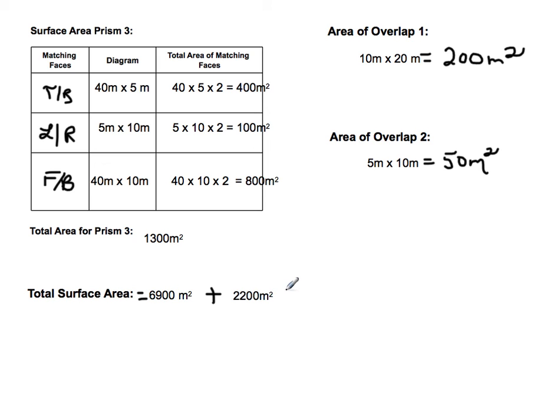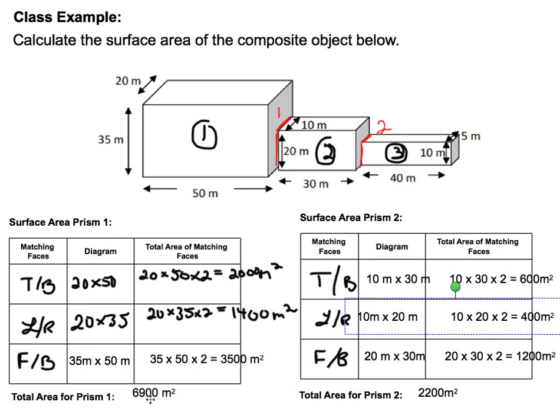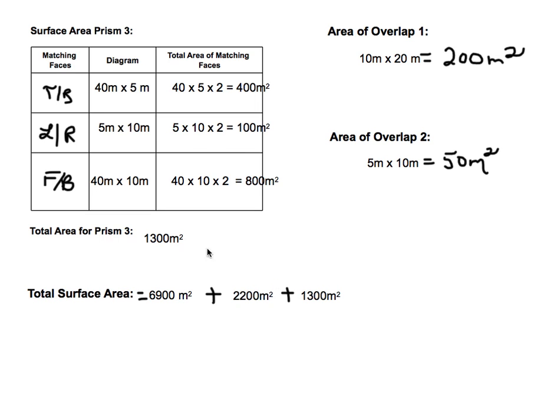Okay, so I'm going to finish up. I never did finish. Just putting in my things, so I have to add up all my surface areas. I have to add up 6,900, 2,200, and my 1,300. Actually, no, let me finish my formula first. I'm going to take away 2 areas of overlap for my first area, and I'm going to take away 2 areas of overlap for my second one.